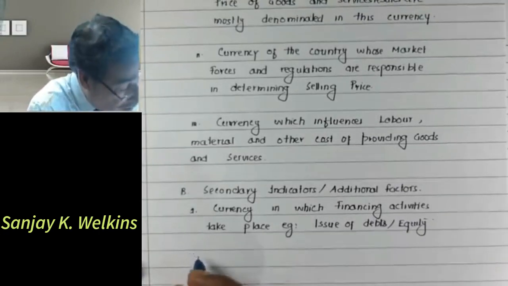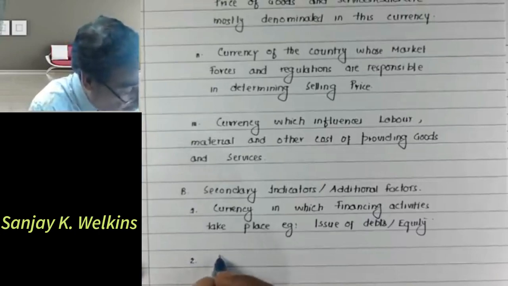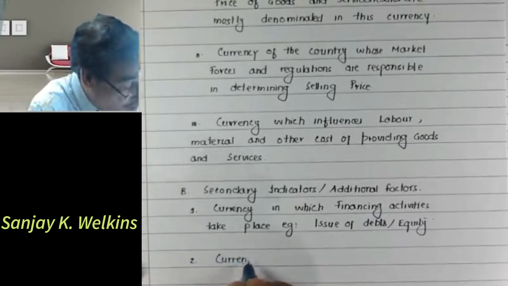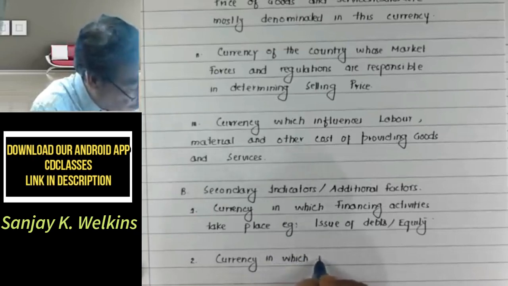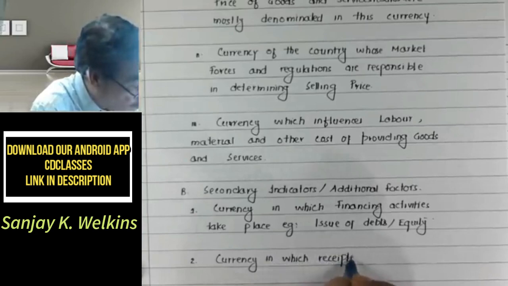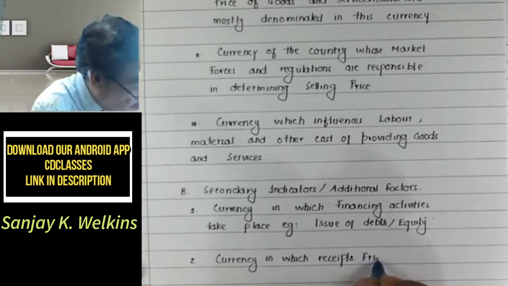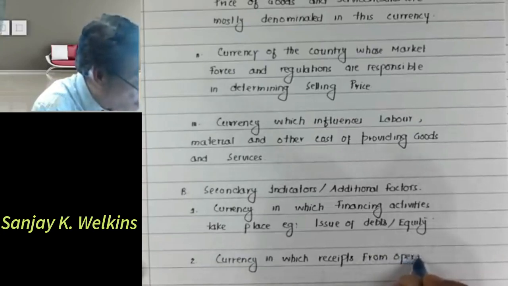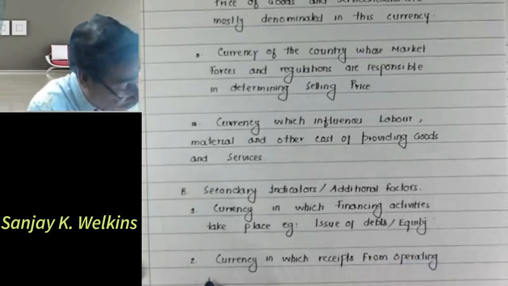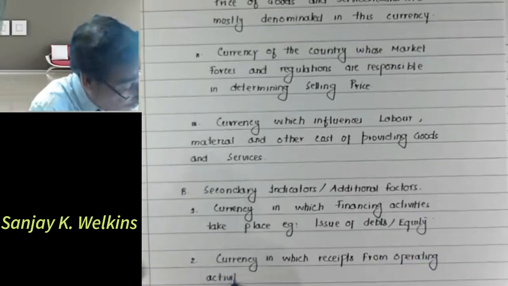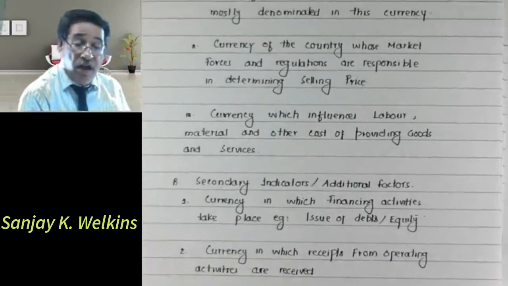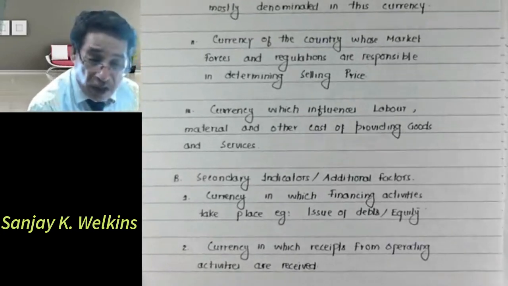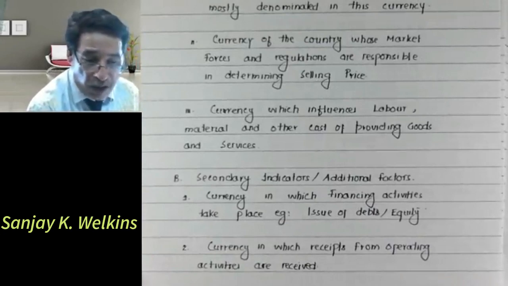Then another additional factor is there, like currency in which receipts from operating activities are received. So these are additional factors. Additional factors may be utilized when we fail to get any conclusive idea even after going through the primary indicators, as I said.